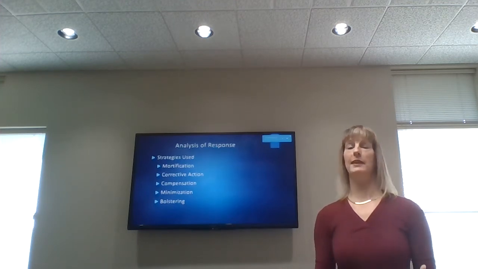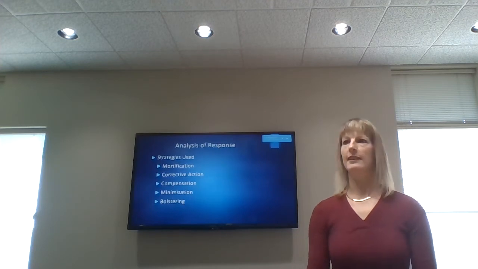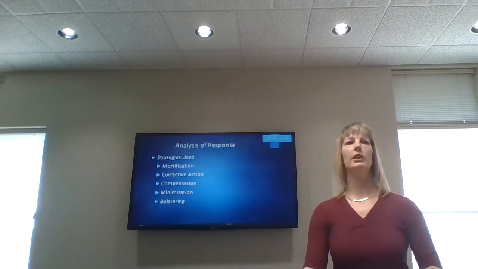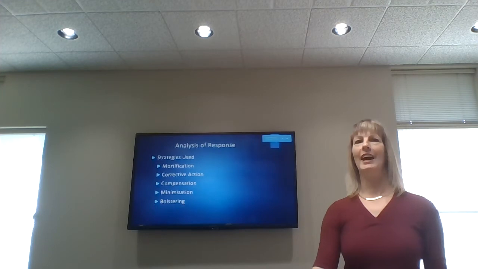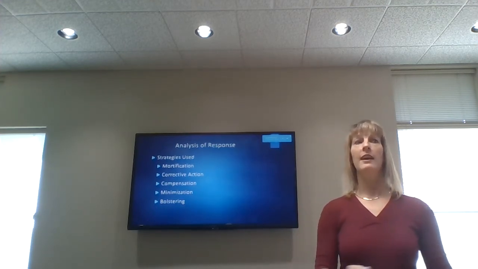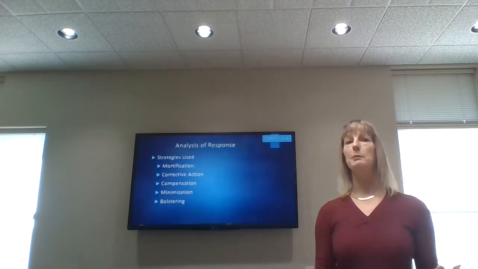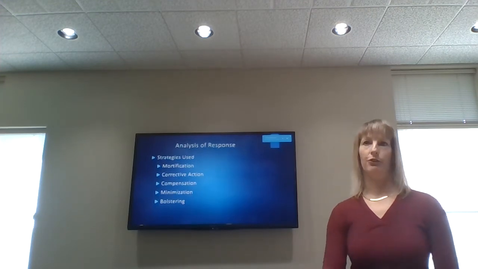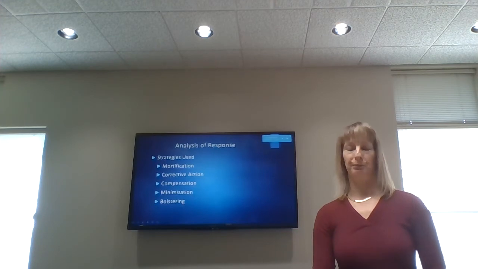Bolstering, making something, pointing out things they did good. They pointed out not only are they concerned with customer safety now, but used the word continually in their statement, meaning that they value that in the past. So they want people to remember that and that they are striving to work on that.